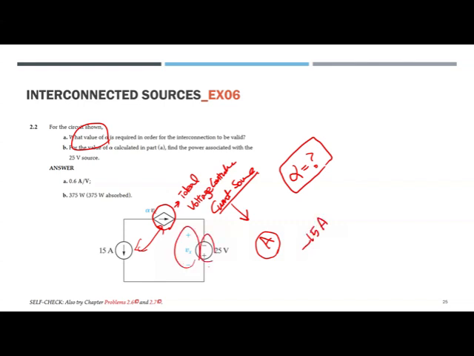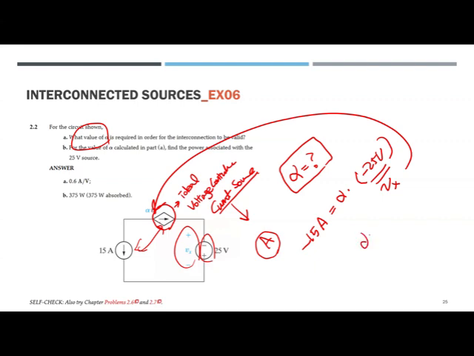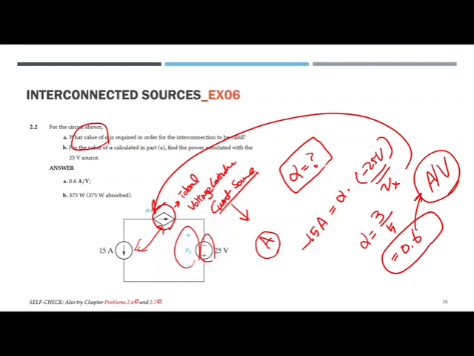That is also the difference value. So that was alpha times 25 volts. This is the base of X right there. So alpha is 15 over 25, 0.6. That was the unit A over V. V was the controlling part, and that was the source part. So 0.6. For the next one, find the power associated with the 25 volt source.